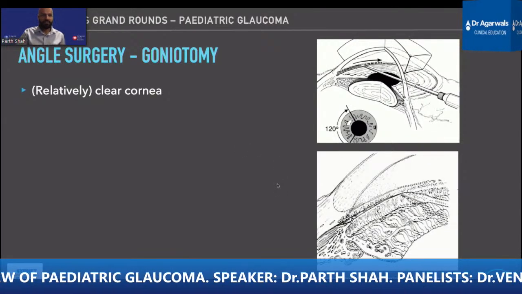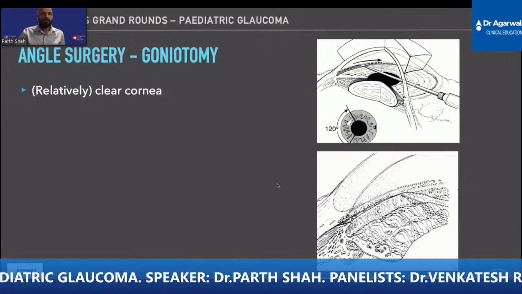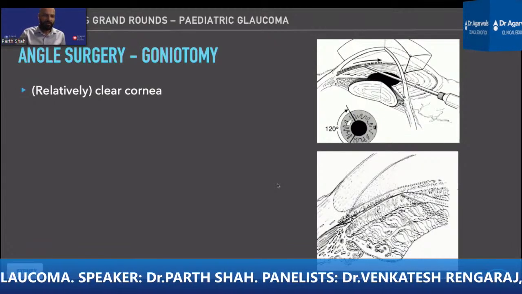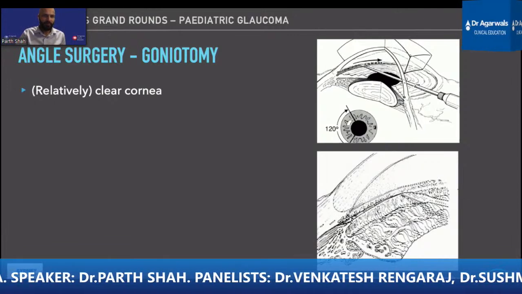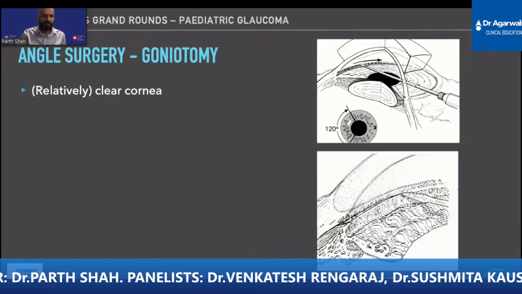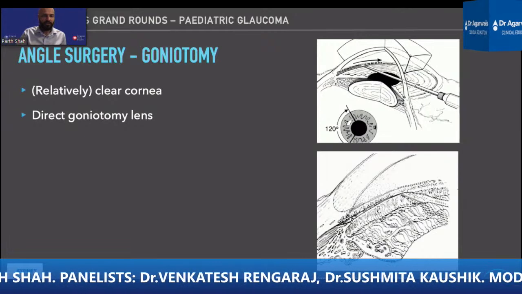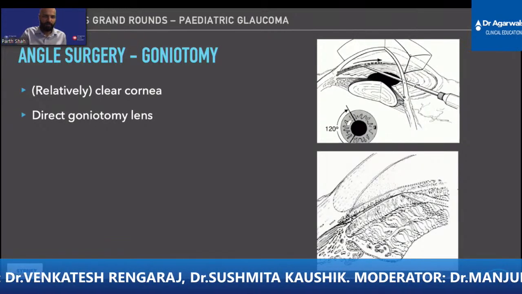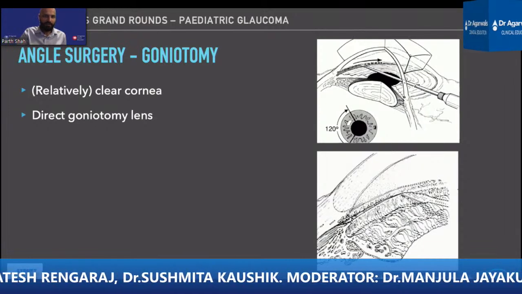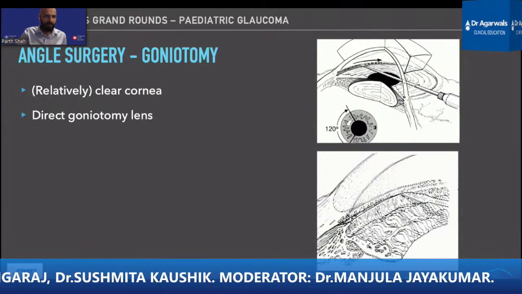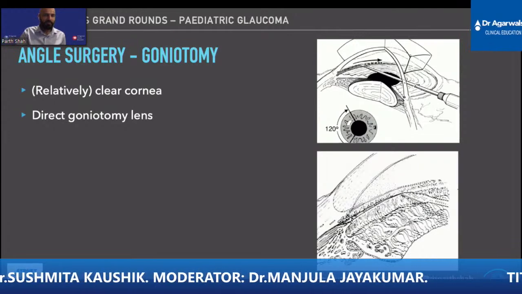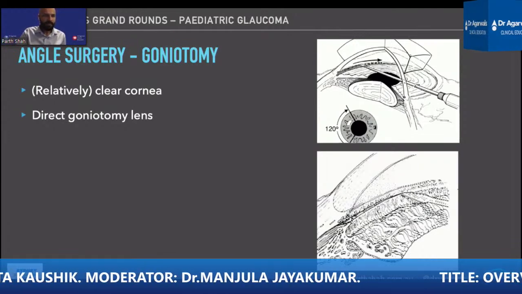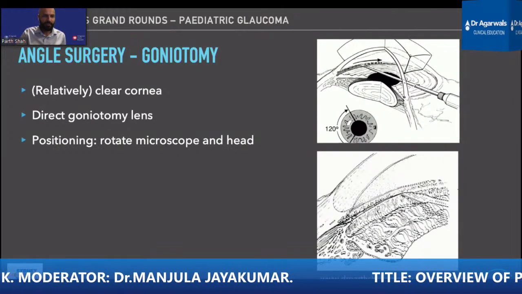It's useful in cases where there's a relatively clear cornea. As with all pediatric glaucoma, we don't expect that the cornea is going to be completely clear. The corneal clarity can be improved perioperatively through acetazolamide or mannitol, as well as reducing the pressure as much as possible preoperatively. A direct goniotomy lens is applied.